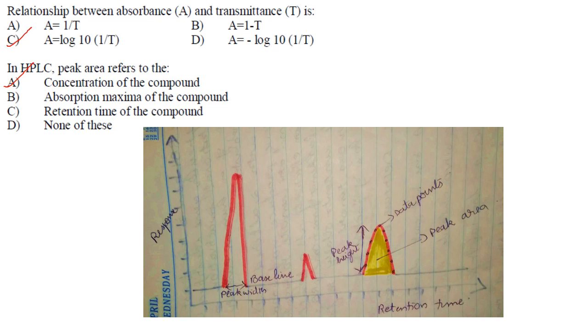Then next one. In HPLC, peak area refers to. So this is the graph of an HPLC output. So this is the retention time and this is the response. So this is the peak width. This distance, that is the peak width. This is the baseline. This is the peak width. This is the peak height. These are the various data points and this is the peak area. So they have asked peak area refers to the concentration of the compound. Answer is option A.